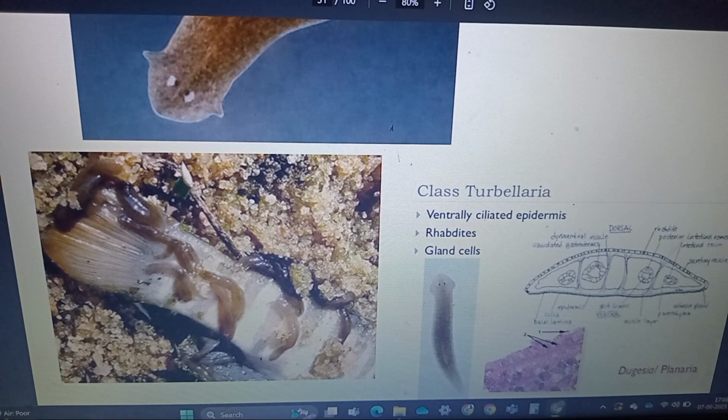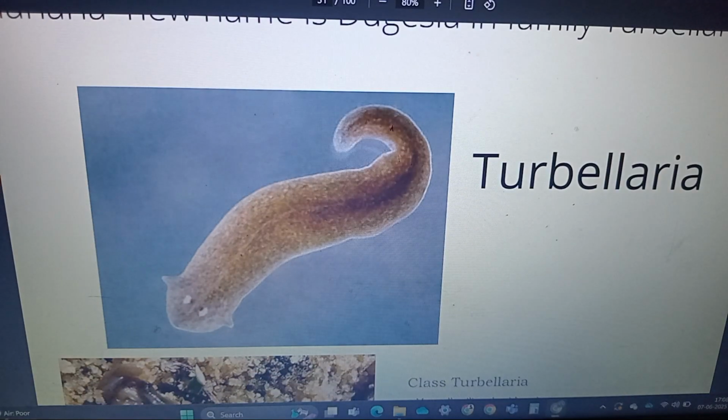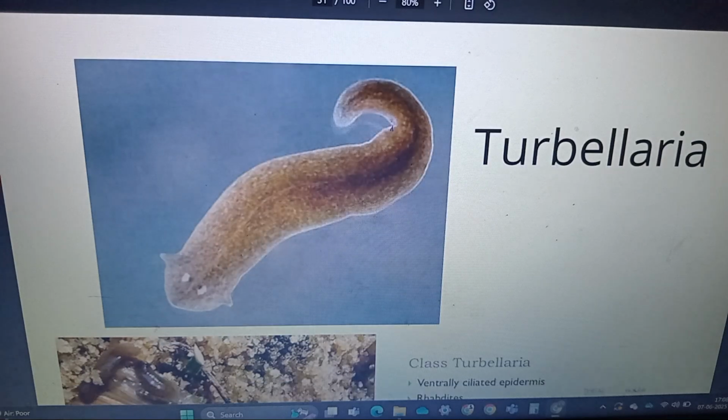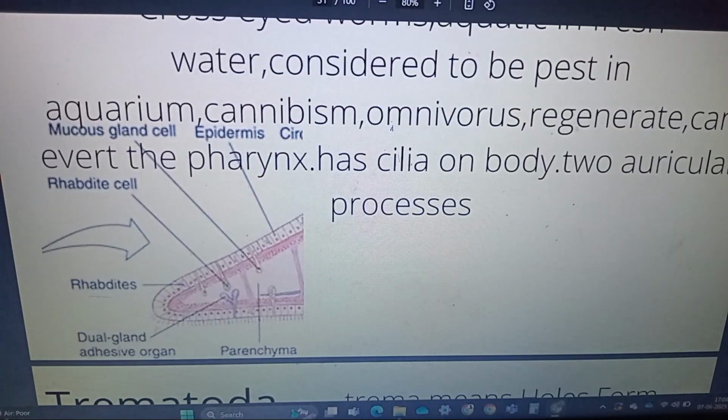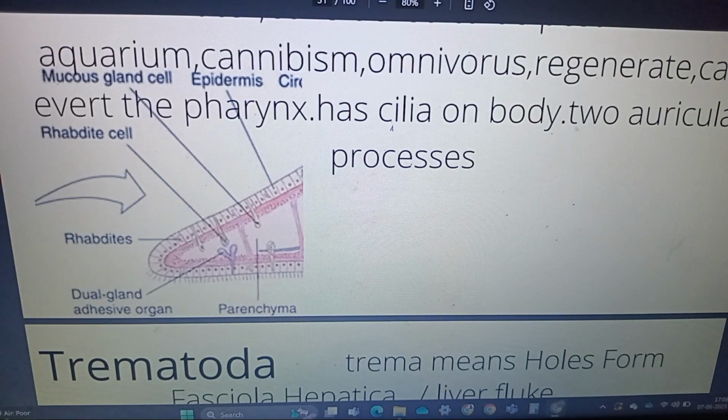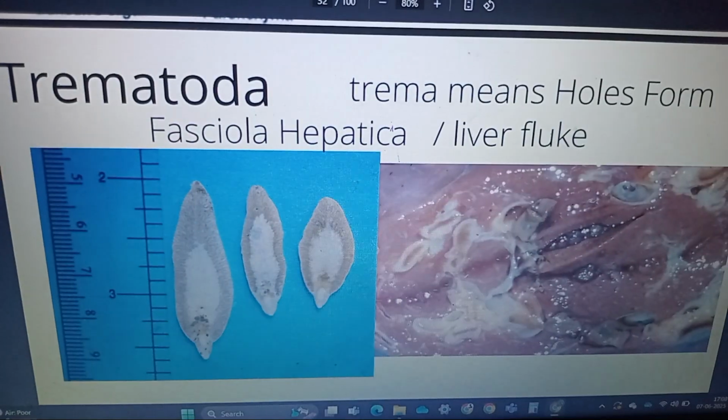There is high regeneration ability present in this planaria, which is the flatworm. There is the presence of flame cells, which are responsible for osmoregulation and excretion.